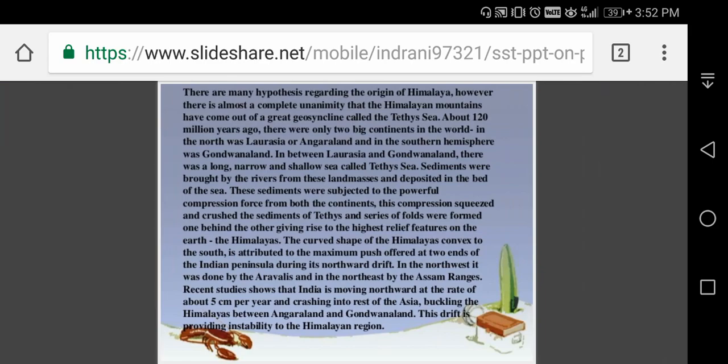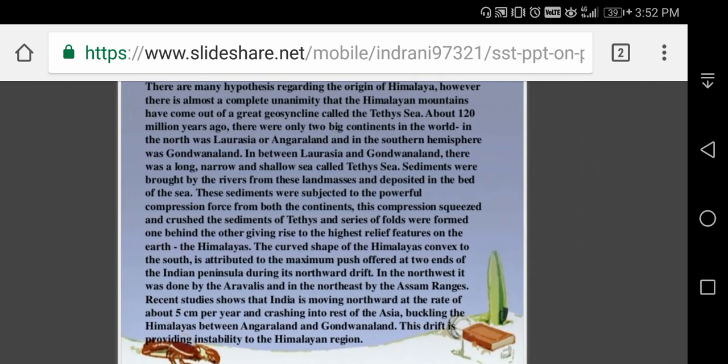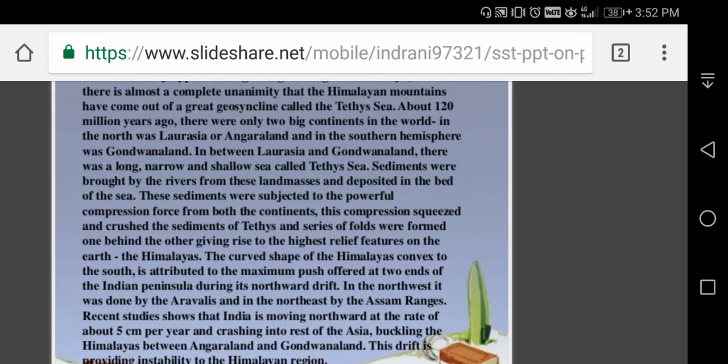There are many hypotheses regarding the origin of the Himalayas. However, there is almost complete unanimity that the Himalayan mountains have come out of a great geosyncline called the Tethys Sea about 120 million years ago. There were only two big continents in the world. In the north was Laurasia, and in the southern hemisphere was Gondwanaland. In between Laurasia and Gondwanaland, there was a long, narrow and shallow sea called the Tethys Sea.